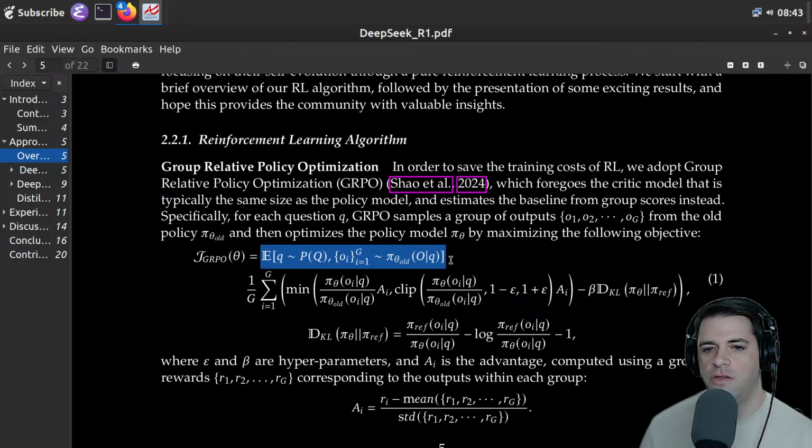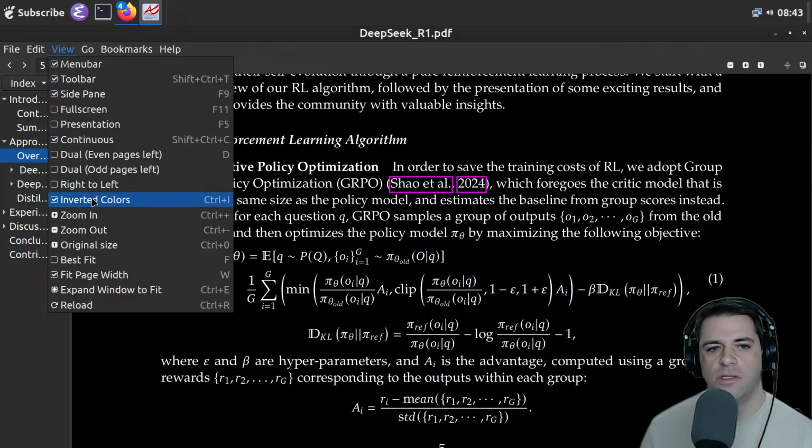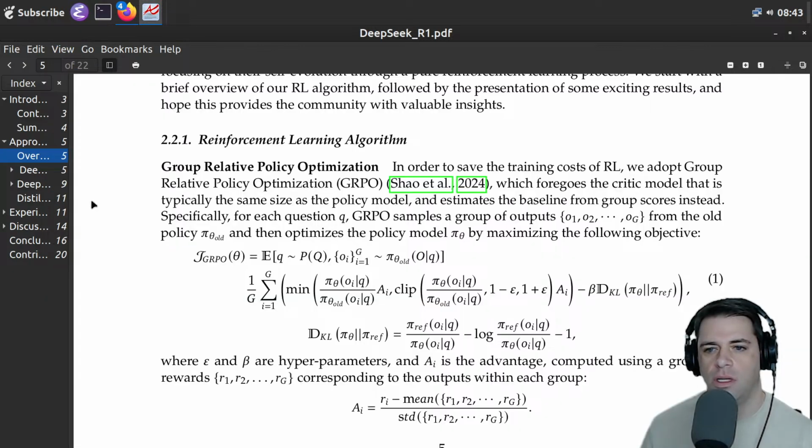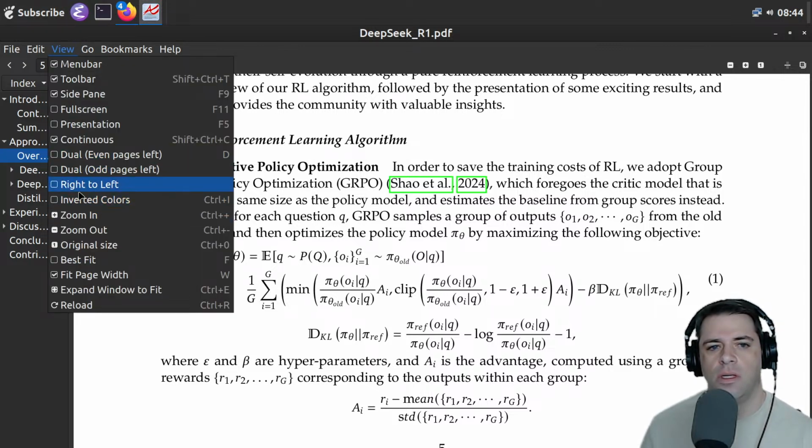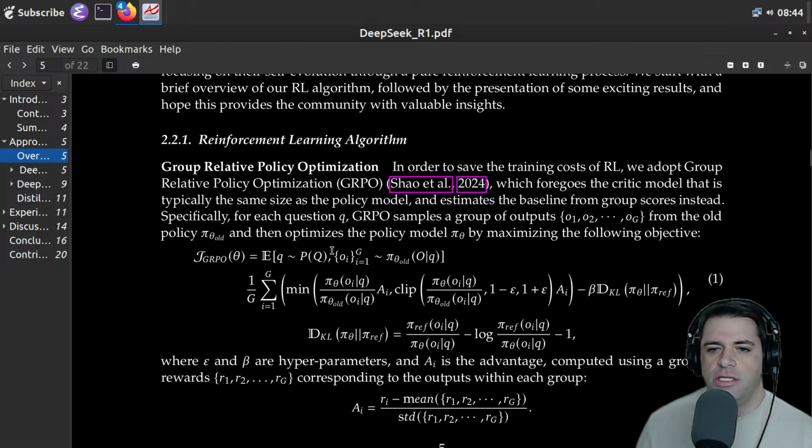When I read this the first time, I missed the fact that there's no equal sign here. I thought this was defining the expectation. But I'm not sure, is this supposed to be multiplying? Is there something going wrong when I've inverted colors? Let me switch back to white. Yeah, I'm not sure how to read this, but maybe I'll ask ChatGPT. But here we have some expectation.